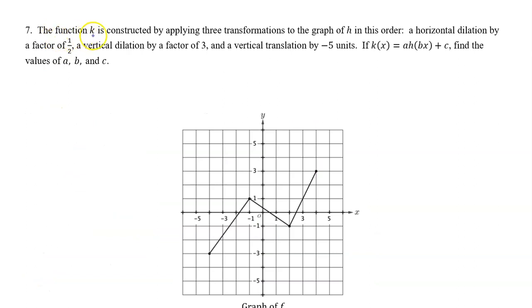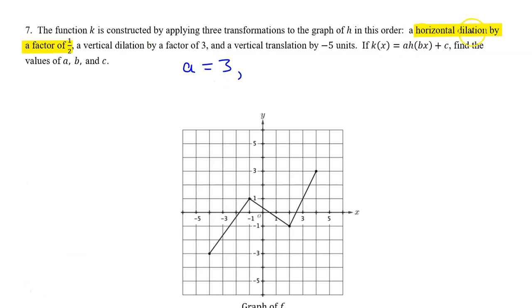Number 7. The function k is constructed by applying 3 transformations to the graph of h in this order: a horizontal dilation by a factor of 1/2, a vertical dilation by a factor of 3, and a vertical translation by negative 5 units. If k of x equals a times h at bx plus c, find the values of a, b, and c. A vertical dilation by a factor of 3 means a multiplier of 3 in the very front. So a is equal to 3.